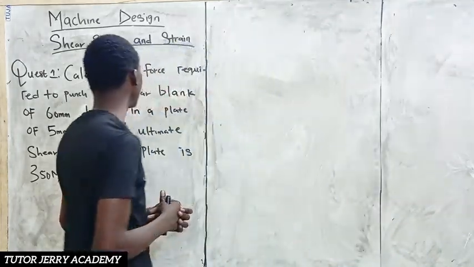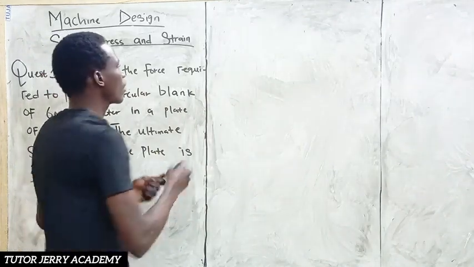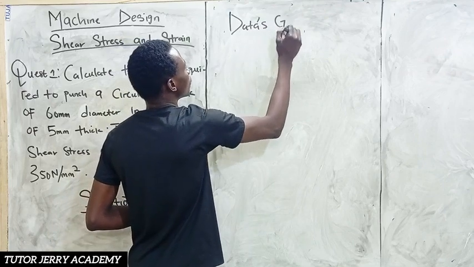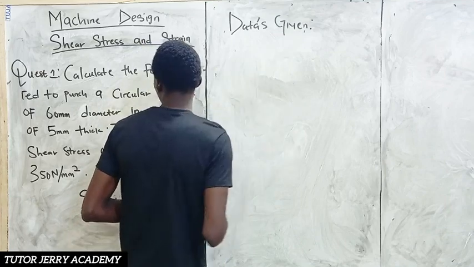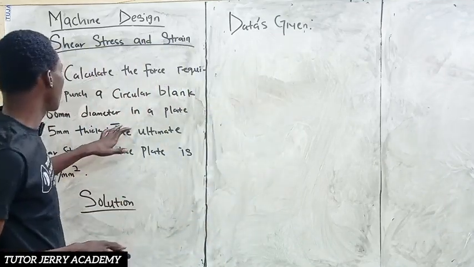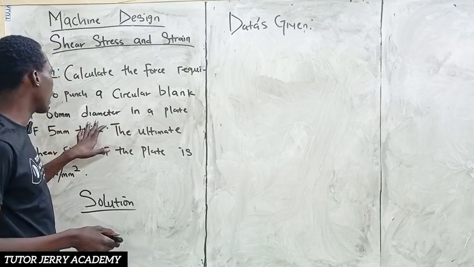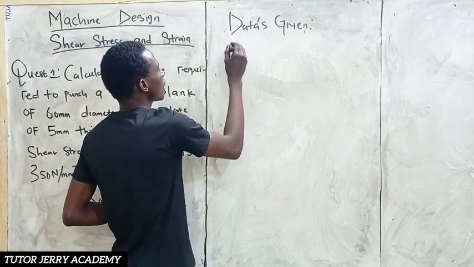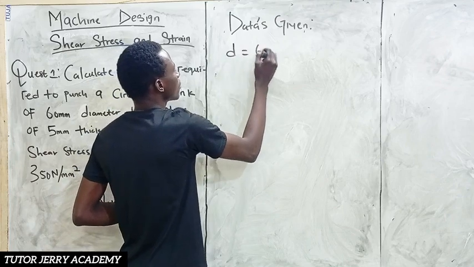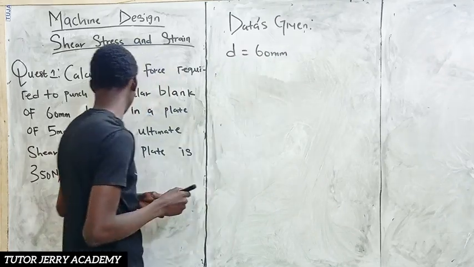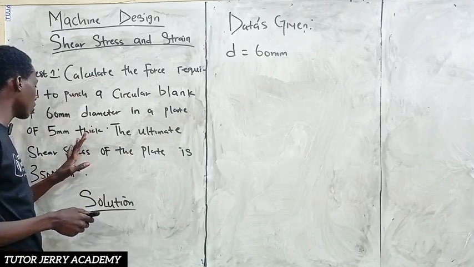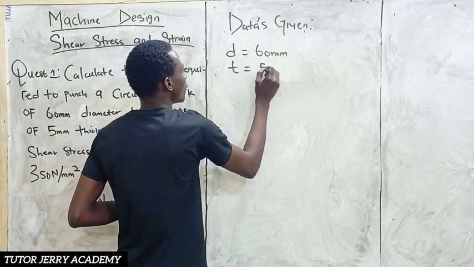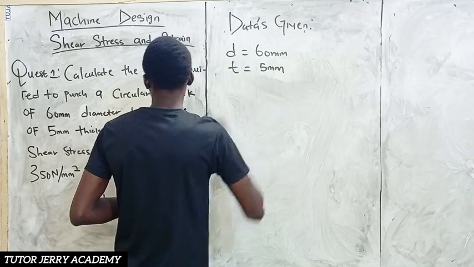Now, first thing first, we are going to be bringing out our parameters. So we can say data given. The first data we have here is 60 mm diameter. That is the diameter of the plate, which is 60 mm. So we have D equal to 60 mm. Next, we have a thickness of 5 mm. So our T is equal to 5 mm. What do we have next?